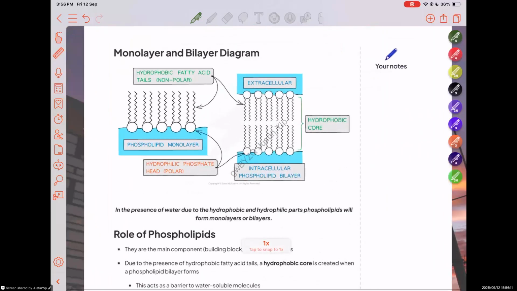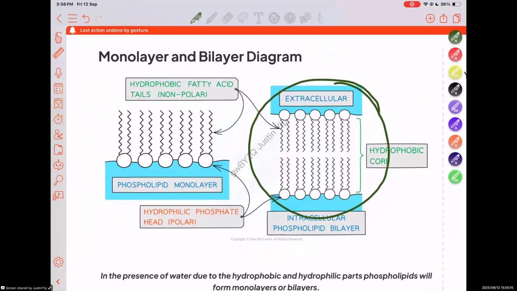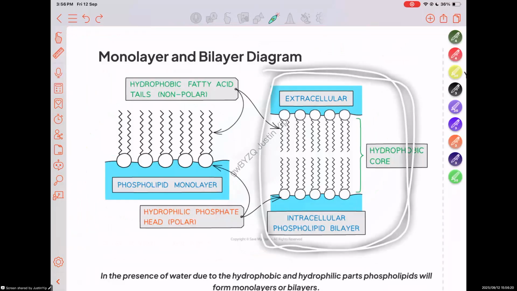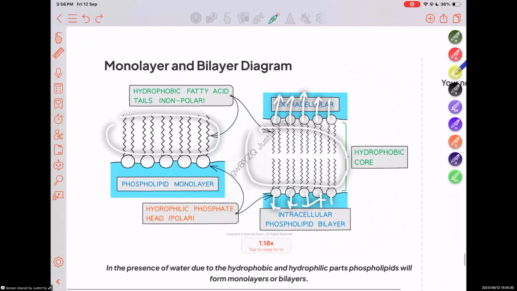So you see, we have monolayer and bilayer. Normally we will have a bilayer. So the heads are heading outside, and one is heading inside. So normally the middle part will be our hydrophobic tail.